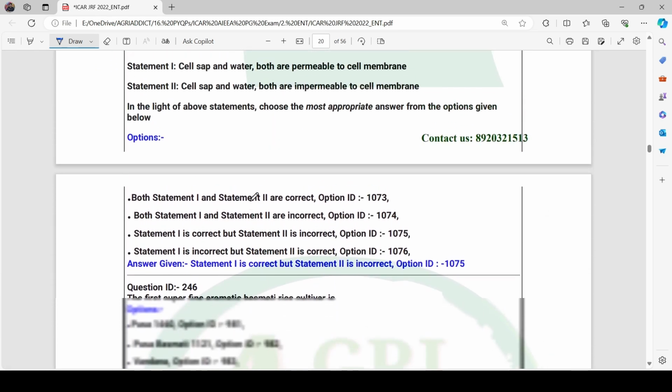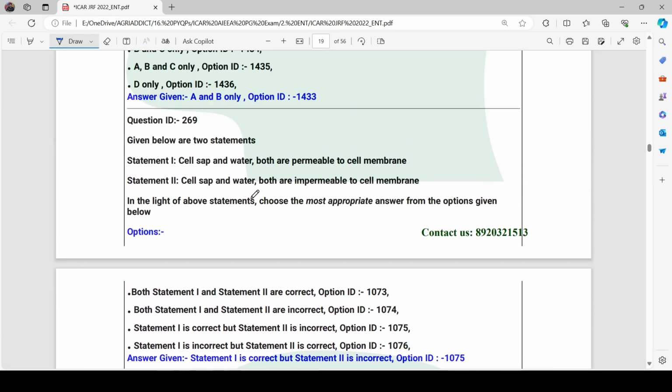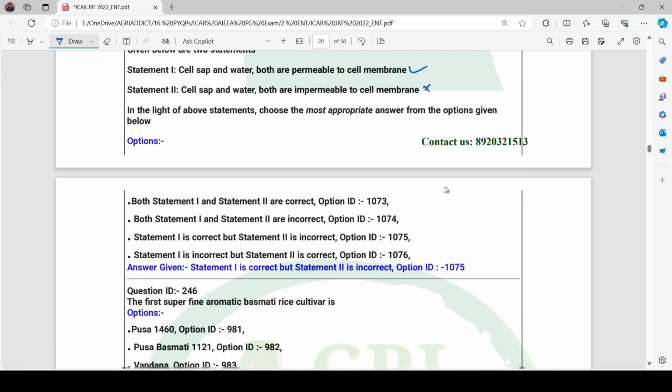The next question is another statement type question. That is, cell sap and water both are permeable to cell membrane. Yes, it is correct. Cell sap and water both are impermeable to cell membrane. No, it is incorrect. So permeable is the correct answer, not impermeable. So option 3, that is statement 1 is correct, but statement 2 is incorrect, is the correct answer.